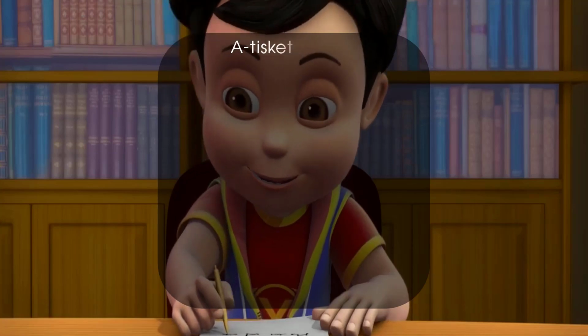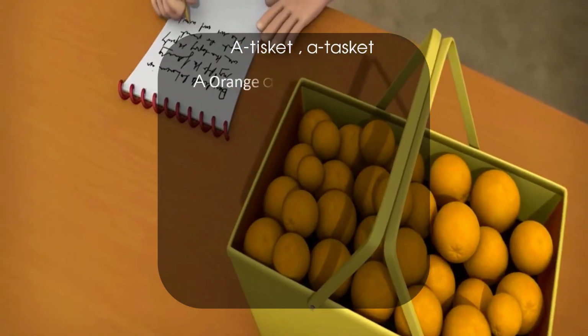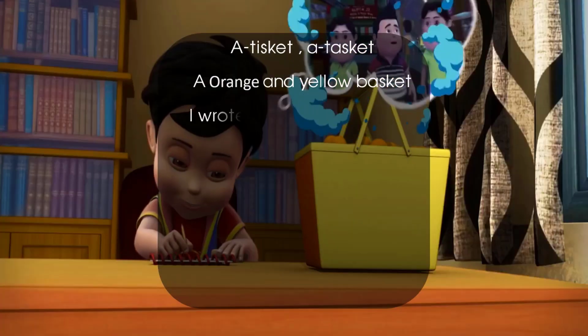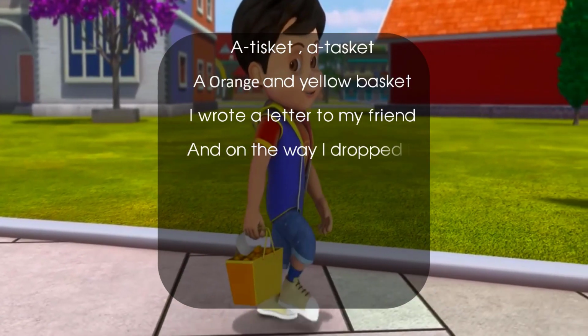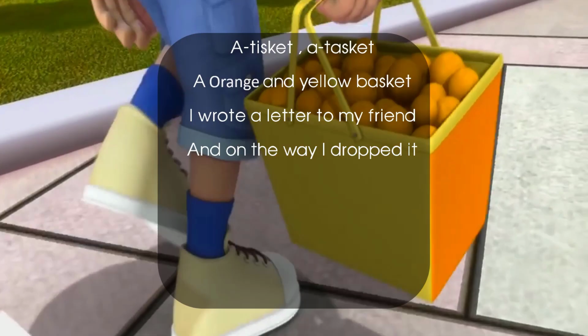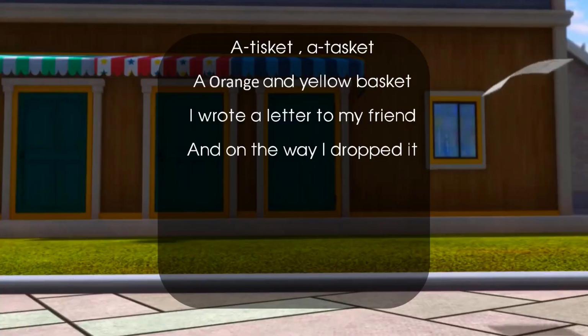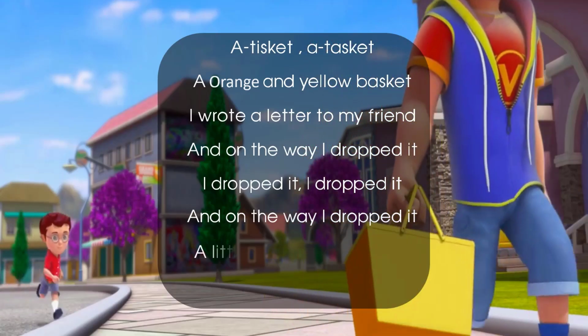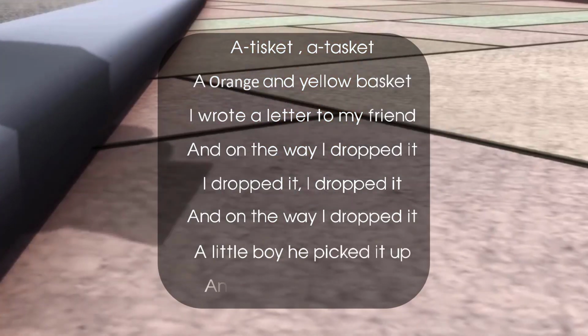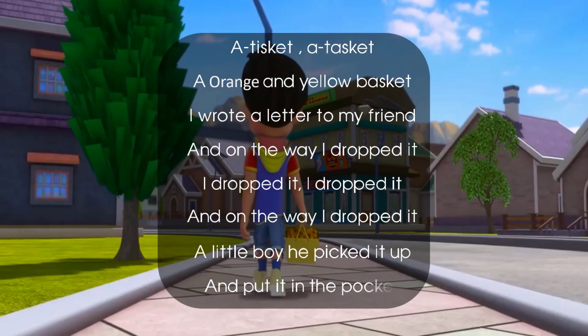A tisket, a tasket, an orange and yellow basket. I wrote a letter to my friend and on the way I dropped it. I dropped it, and on the way I dropped it. A little boy, he picked it up and put it in his pocket.